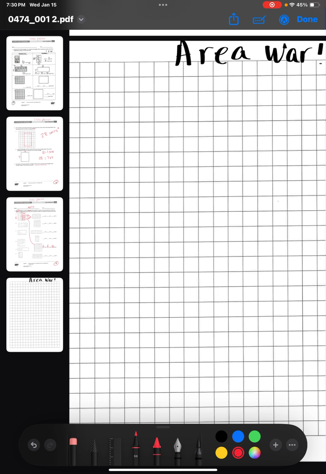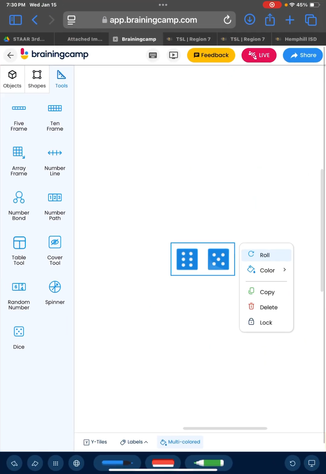So you need a piece of graph paper, and each person playing needs their own colored marker, crayon, or colored pencil, something to differentiate the shapes that each person ends up making. To play Area War, the first person is going to take 2 dice, which is something else you need to play this game, and they're going to roll them. So I've rolled my 2 dice. I've rolled a 5 and a 4.